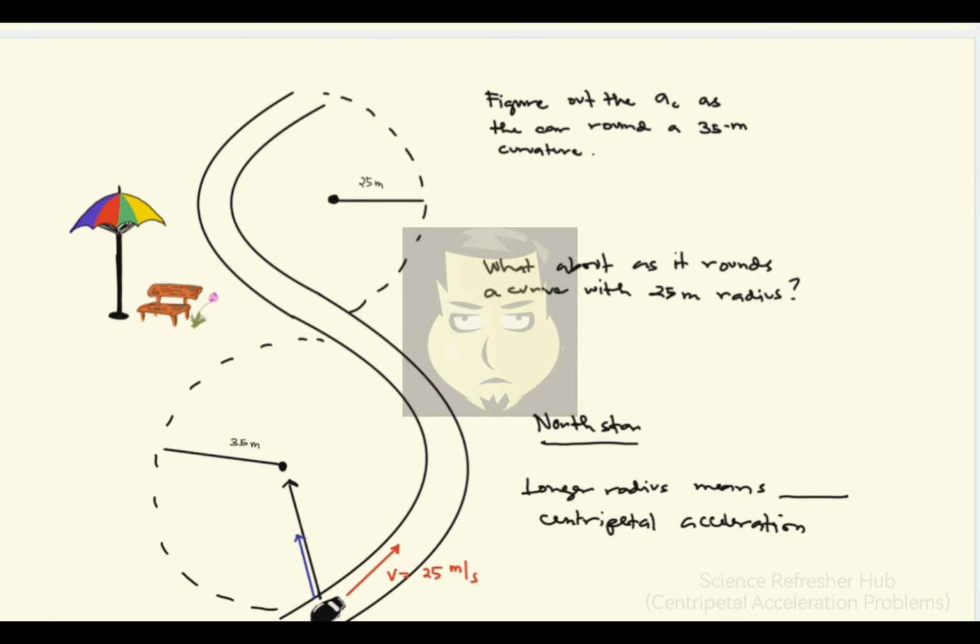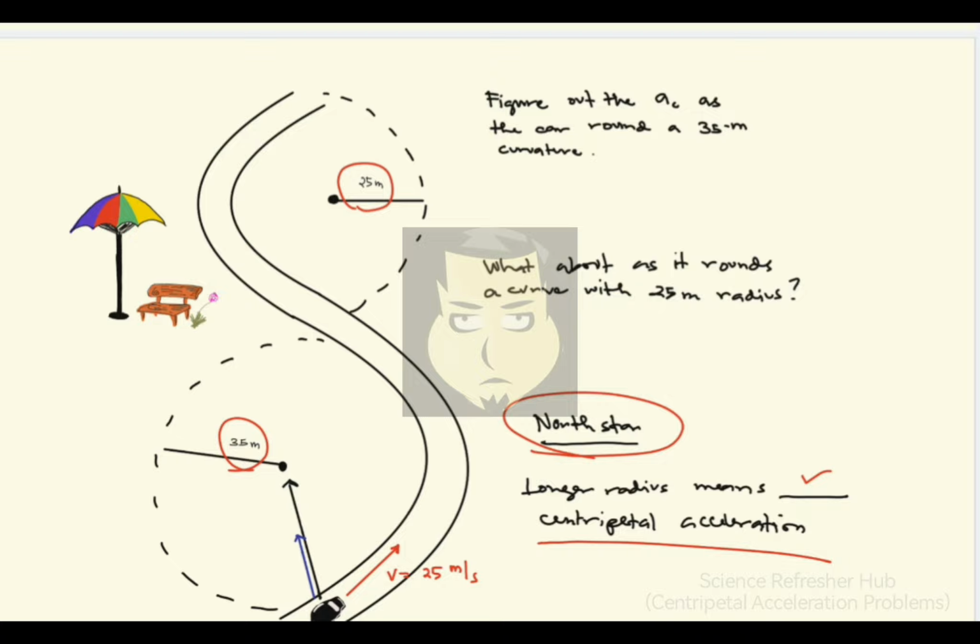All right. So we have these two curvatures. The first one, the radius provided is 25 meter, and the other radius is much larger, it's 35 meters. So let's try to find out, because we have a North Star here. Longer radius means blank. We need to supply it with the correct answer later. The longer radius means blank centripetal acceleration. So what is going to happen to its centripetal acceleration if the radius is longer?